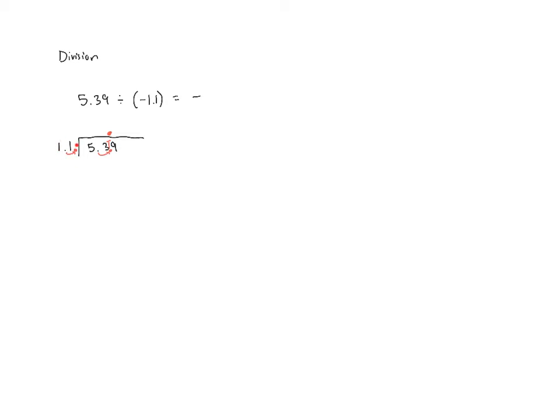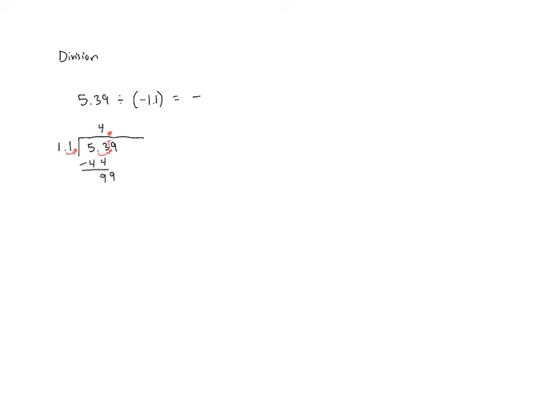So we're looking at 11 now. 11 doesn't go into 5, but it does go into 53. It goes into 53 4 times. Then we multiply. 4 times 11 is 44. And we subtract. 53 minus 44 is 9.